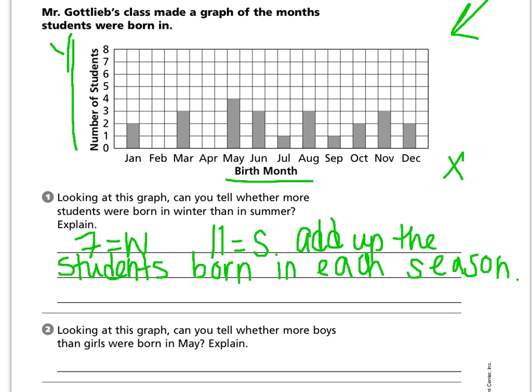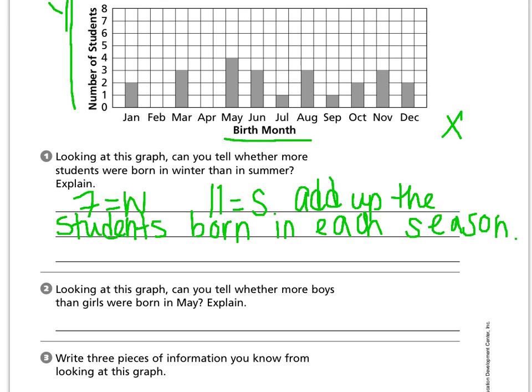For number 2, it says, looking at this graph, can you tell whether more boys than girls were born in May? Then you need to explain. And no, you cannot tell because it only has the number of students. It doesn't say whether they're boys or girls.